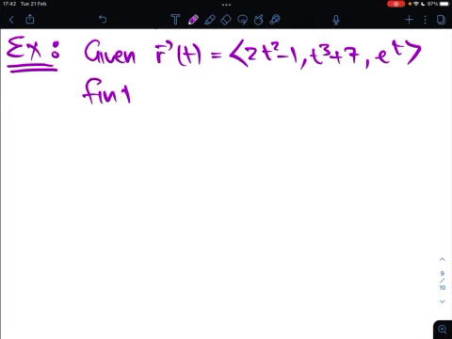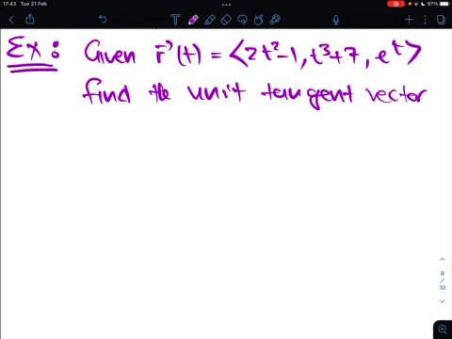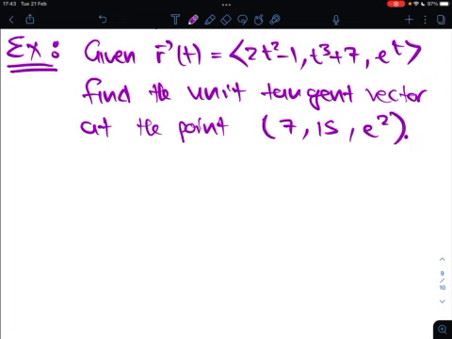find the unit tangent vector at the point (7, 15, e squared). So this is what we're given. Given this, find the unit tangent vector at e squared.